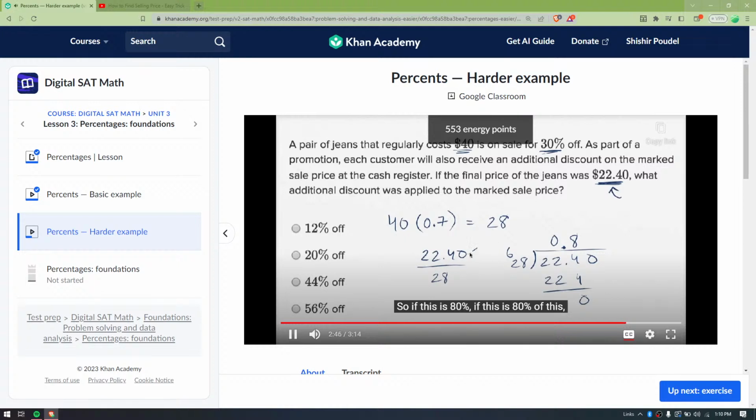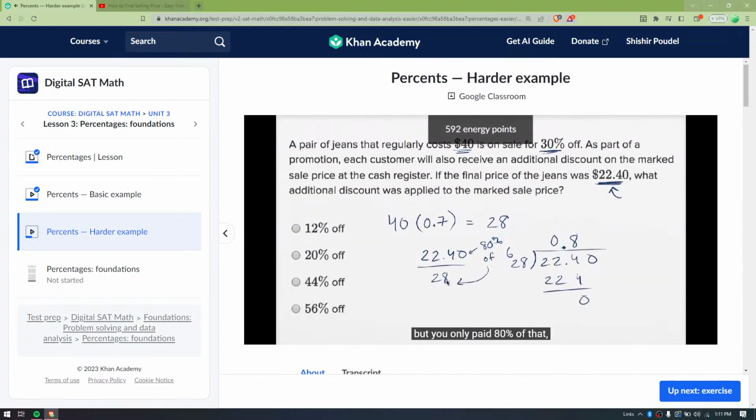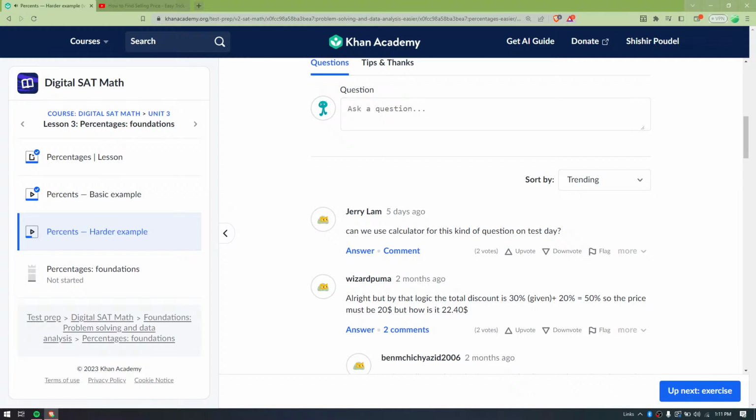So if this is 80% of this price, then the additional discount that was taken is going to be 20%, because once you take 30% off, you'd expect to pay $28, but you only paid 80% of that, so they took off another 20%. If you take off 20%, then you're going to pay 80% of the price.